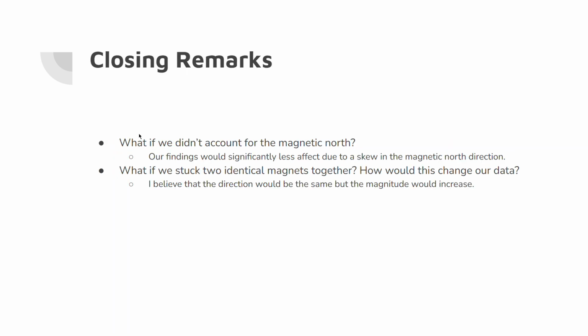Closing remarks. What if we didn't account for the magnetic north? Well, our findings would be significantly less accurate due to a skew in the magnetic north direction. And also, what if we stuck two magnets together? How would this change our data set? I believe that the direction would be the same, but the magnitude would increase because of the larger magnet.